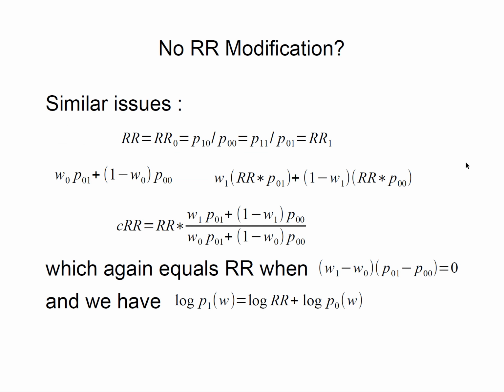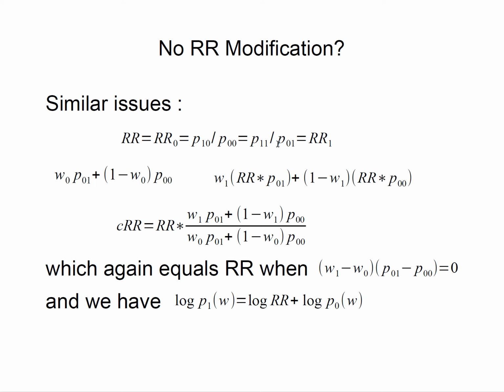Now we can repeat all of the technical things I've gone through for the risk difference for the risk ratio. For example, if we now assume that there's no risk ratio modification, then we get that the risk ratio in strata 0 is the same as the risk ratio in strata 1, and the assumed common risk ratio is this number, and it's also this number.